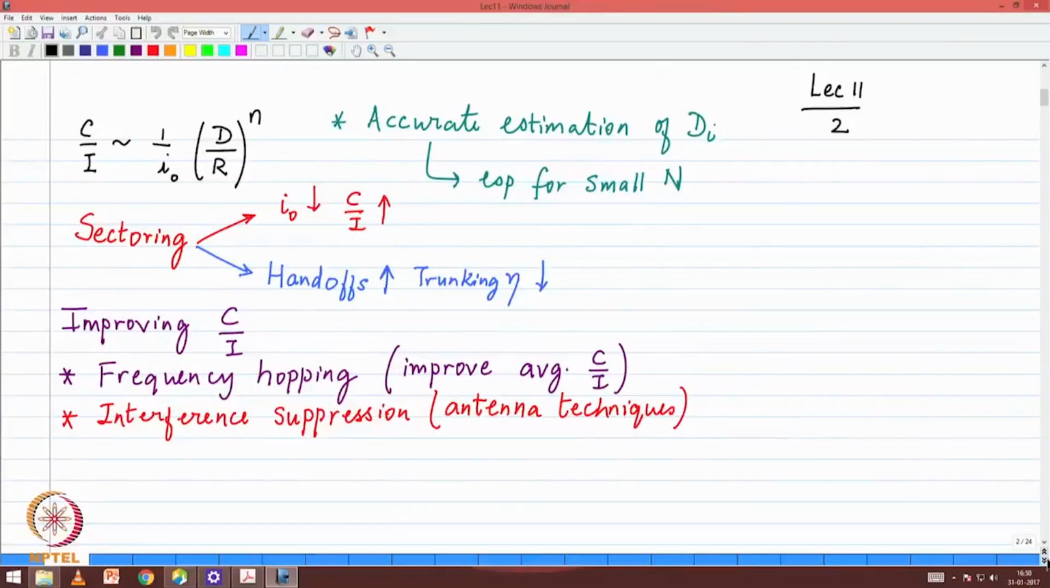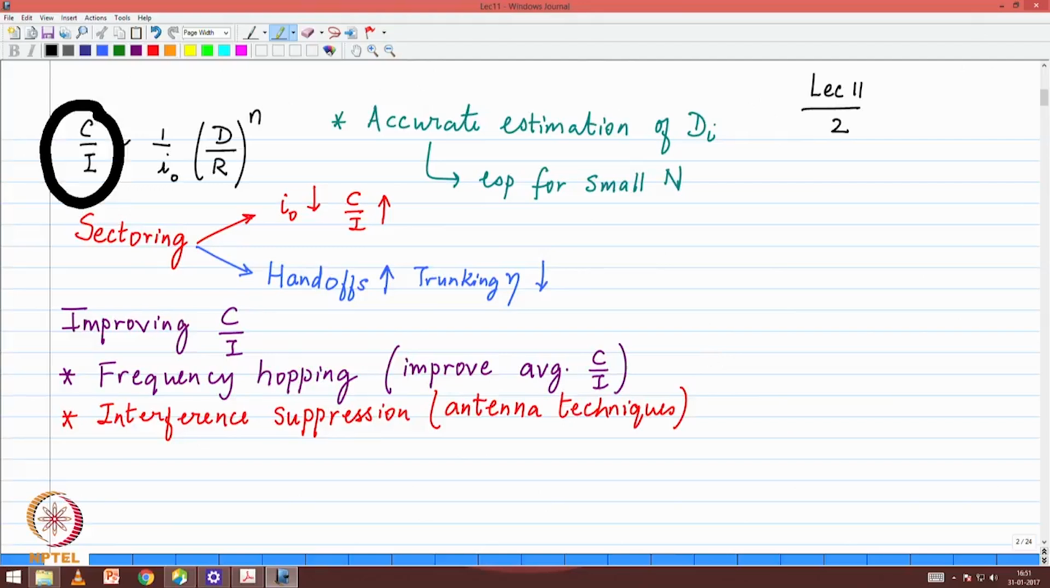So the basic problem or the task of design is for us to look at the aspects of C over I estimation, and we can look at it in terms of the approximation that we have 1 over I naught, d by r raised to the power n. N is our path loss exponent. Again, if you are talking about small cluster sizes, we saw that the impact of the distance between the interfering base station and the mobile is an important one.